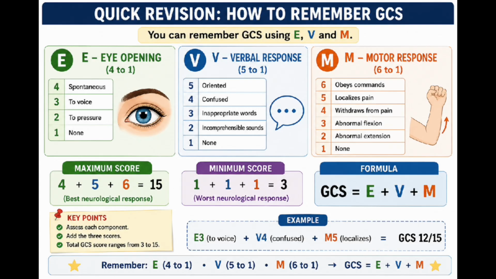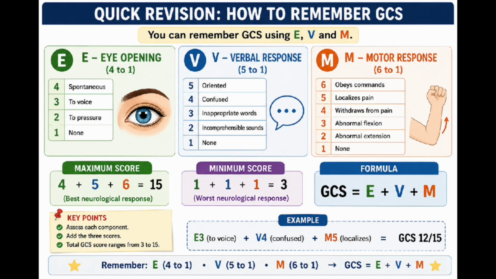Quick revision. How to remember GCS? For a quick revision, you can remember GCS using E, V and M. E, eye opening 4 to 1. V, verbal response 5 to 1. M, motor response 6 to 1.